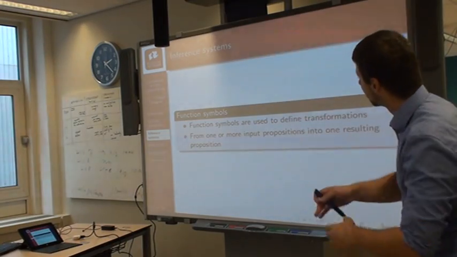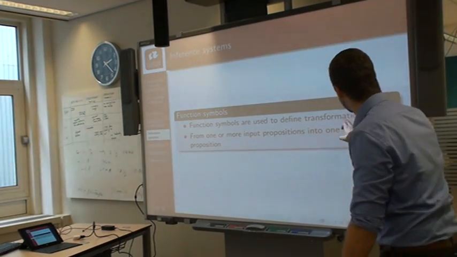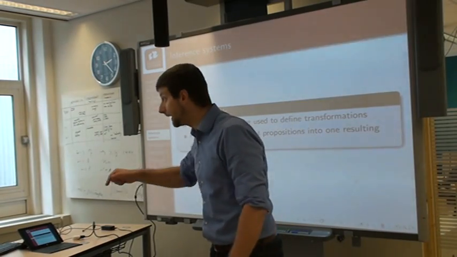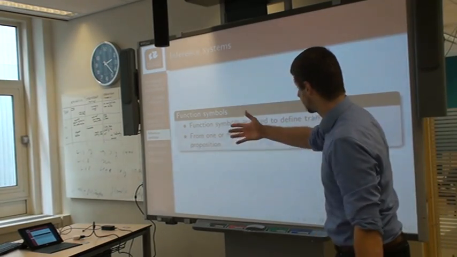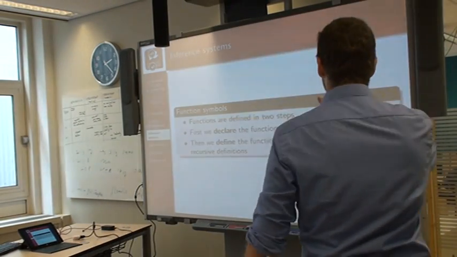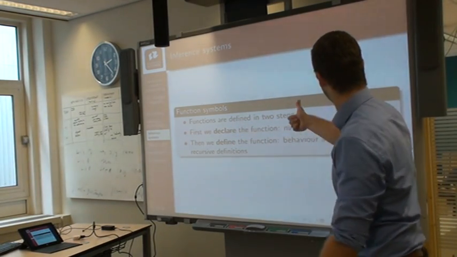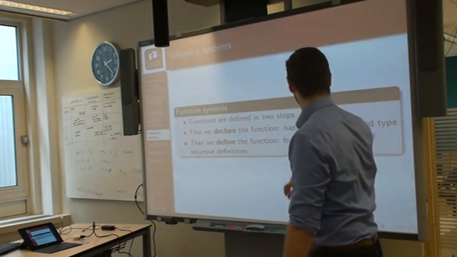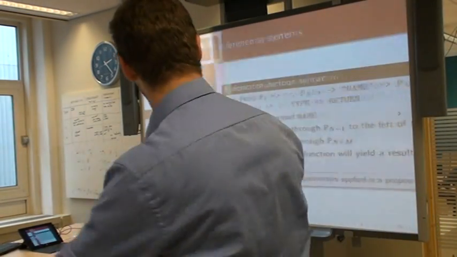Now, the second thing that we can define are function symbols. Function symbols are used to define the transformations themselves. They start from a bunch of input propositions made up of data terms, and what they give us is another proposition, so other data terms, with intermediate recursive steps. So, to define a function, we actually have two steps. The first one is we declare the function: the name, the parameters, and the type. The second one is we define how the function behaves as a series of rules, which are defined recursively.